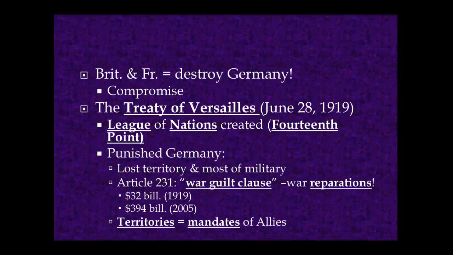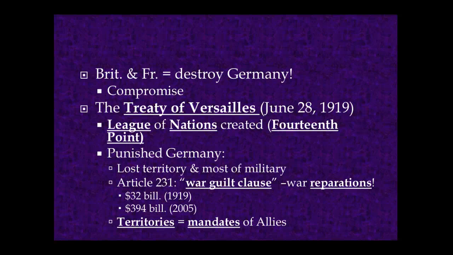They are forced to pay war reparations, which means that they have to pay the Allied powers back for damages caused by the war. So the $32 billion that they're charged with in 1919 equates to $394 billion in 2005. So in our modern money, it's almost $400 billion. Germany does not pay these war debts off until, I think, 2010 is when they finally paid off their reparations for World War I.